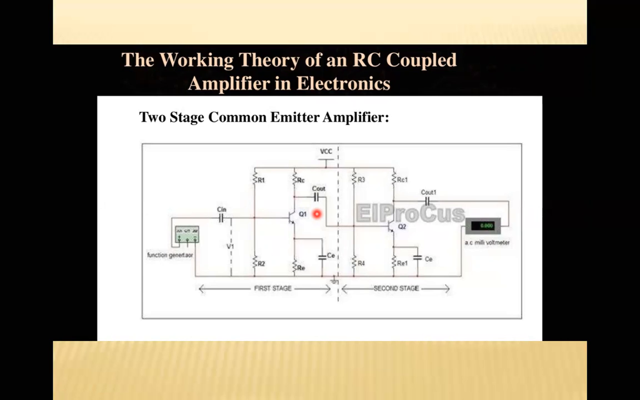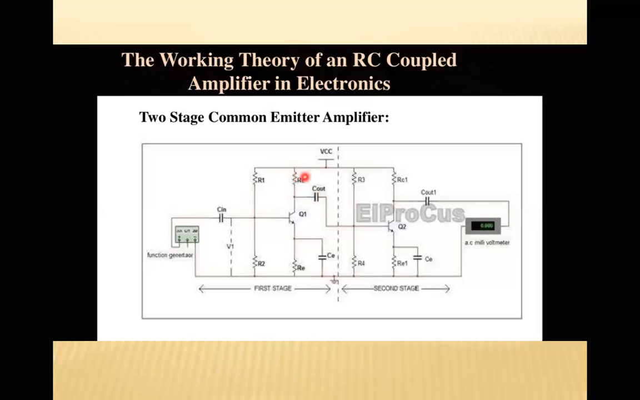So how does the operation happen? When an AC signal is applied to the base of the first transistor, this is Q1, the first transistor, and here Q2 is the second transistor, it appears in amplified form across its collector load RC. The amplified signal developed across RC is given to the base of the next stage through the coupling capacitor.